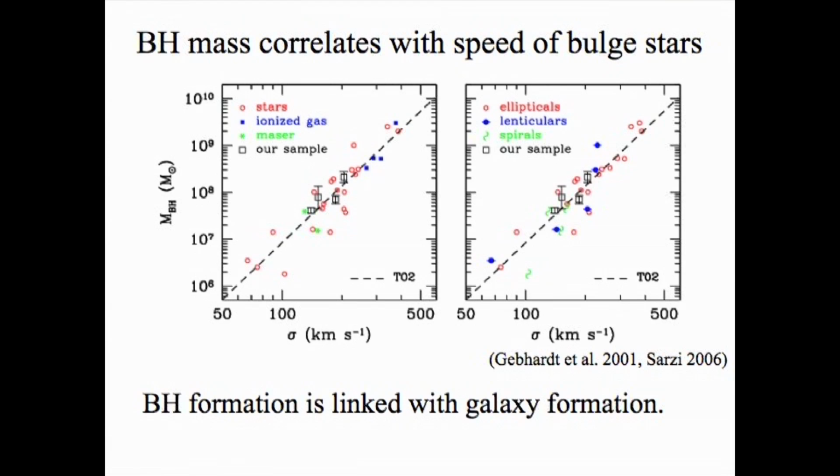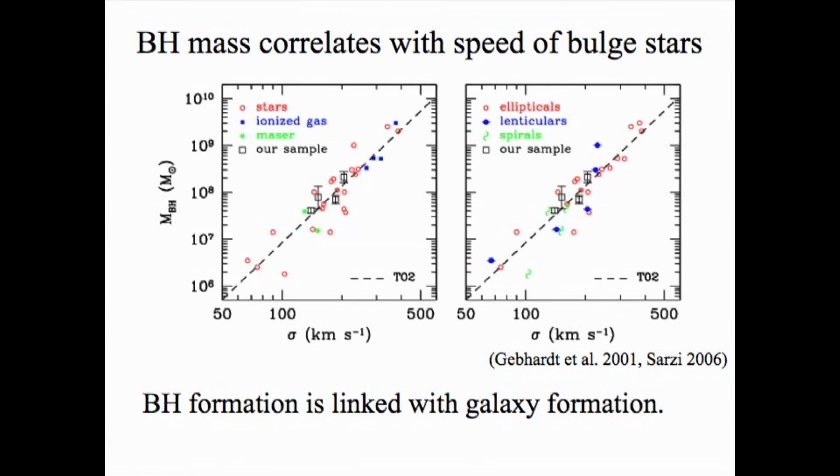So what this shows is every dot is a galaxy. And for every galaxy, two measurements have been made. This sigma is how fast the stars are orbiting around in the bulge of the galaxy. And the M black hole is, as you might guess, the mass of the black hole sitting in the center. And you can see that those two things are related.